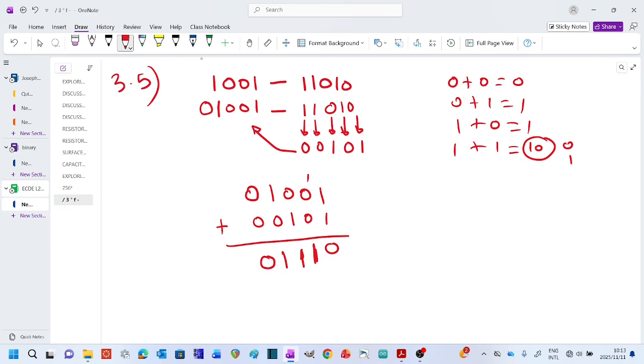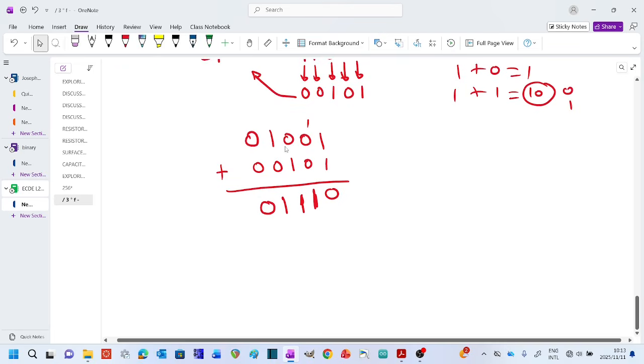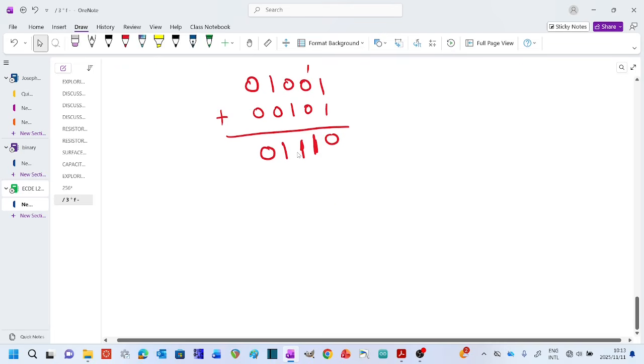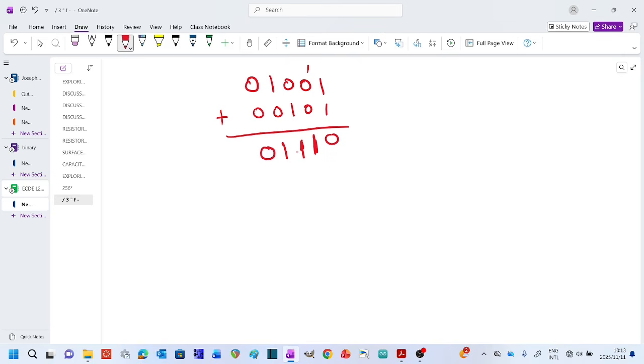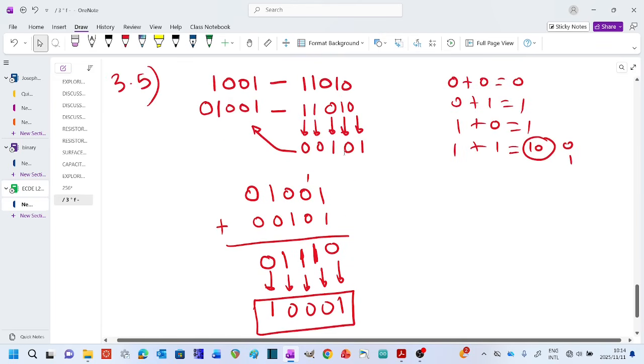Complement again. Do the one's complement again. Take the last answer that you obtained and do the one's complement of that answer. So 0 becomes a 1, 1 becomes a 0, 1 becomes a 0, 1 becomes a 0, and 0 becomes a 1, and that is your final answer. So that's it. That's your final answer. I believe you guys will remember.